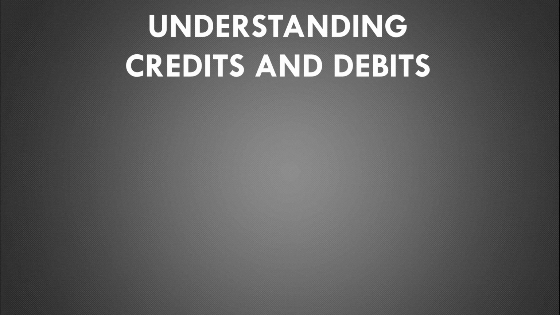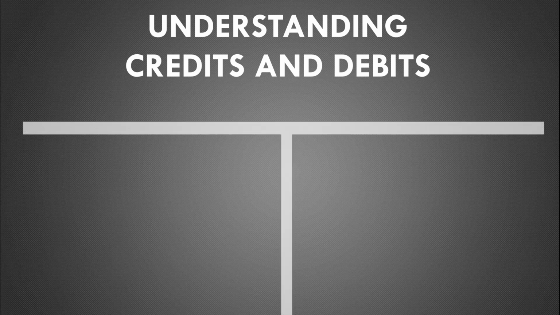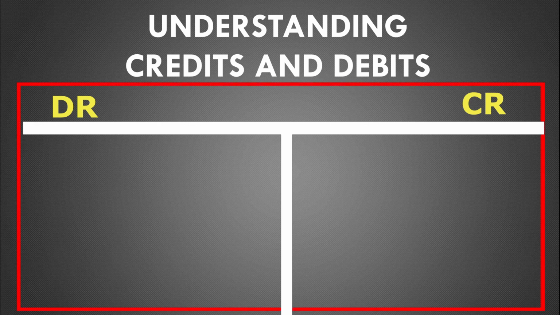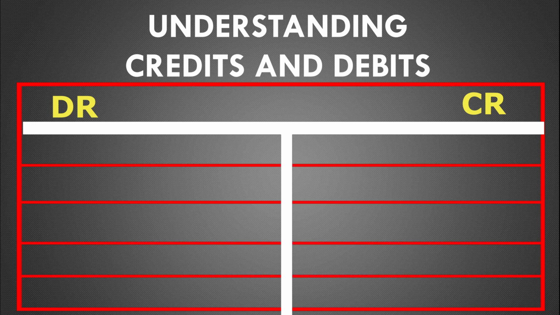Transactions are recorded in a ledger account whose visual appearance is T-shaped, hence why it is also referred to as a T account. The left-hand side of the account is called debit, and the right side of the account is called credit. So it looks exactly like this. On the left side, debit, DR, and on the right side, credit, CR.